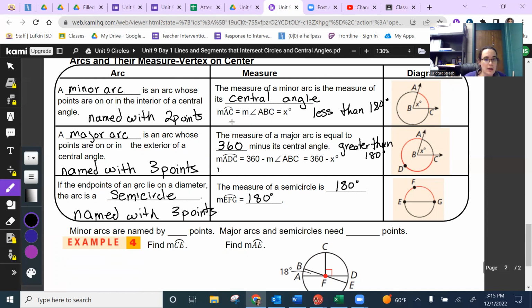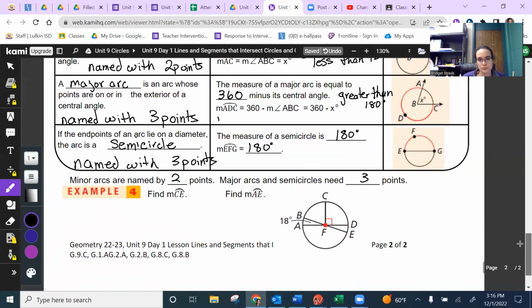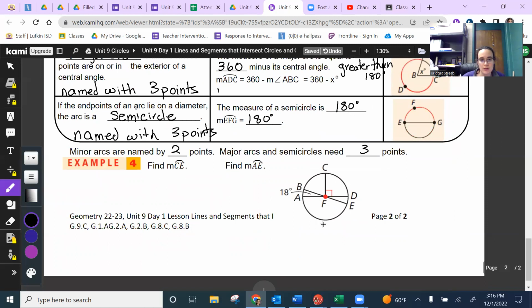So you can tell by how they're named whether they are less than 180 degrees or equal to or greater than 180 degrees. The ones that are less than 180 degrees have 2 points and they're minor arcs. The ones that are greater than 180 degrees or equal to 180 degrees are major arcs and semicircles. So I highly recommend finding out what each piece or angle equals.